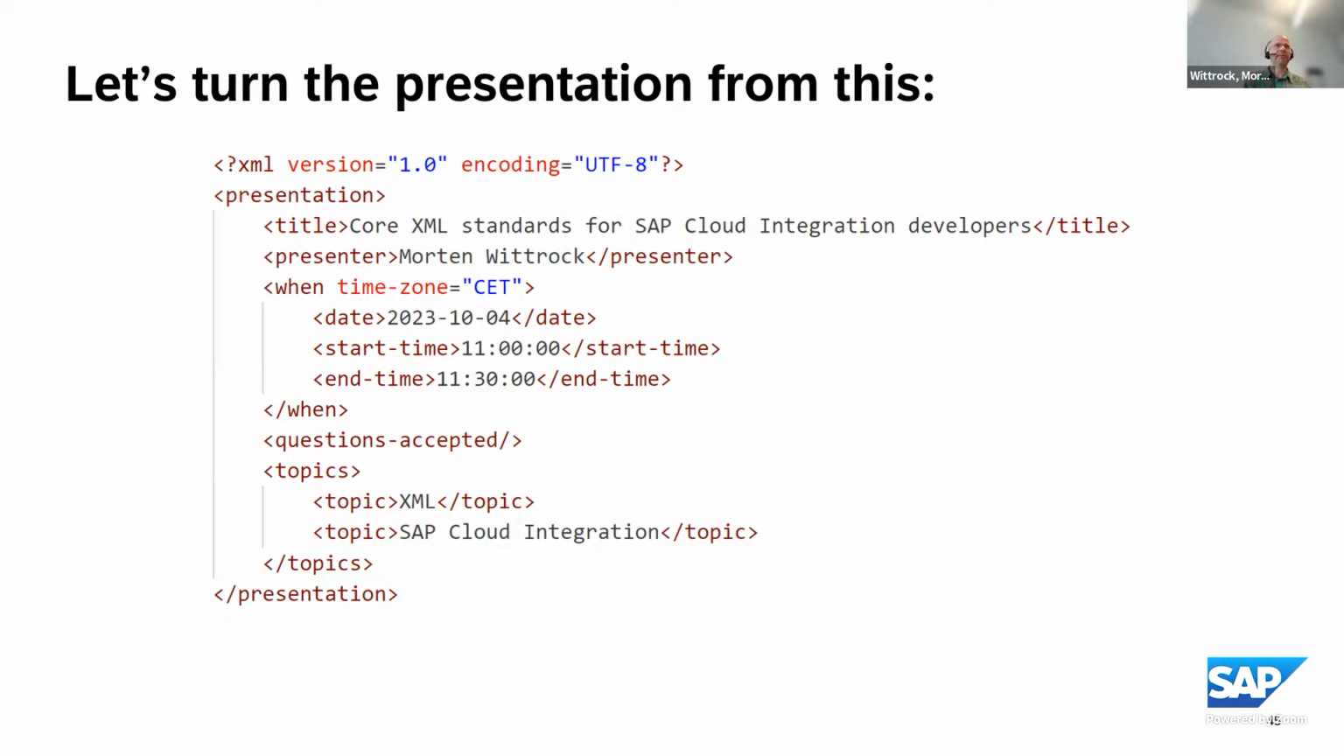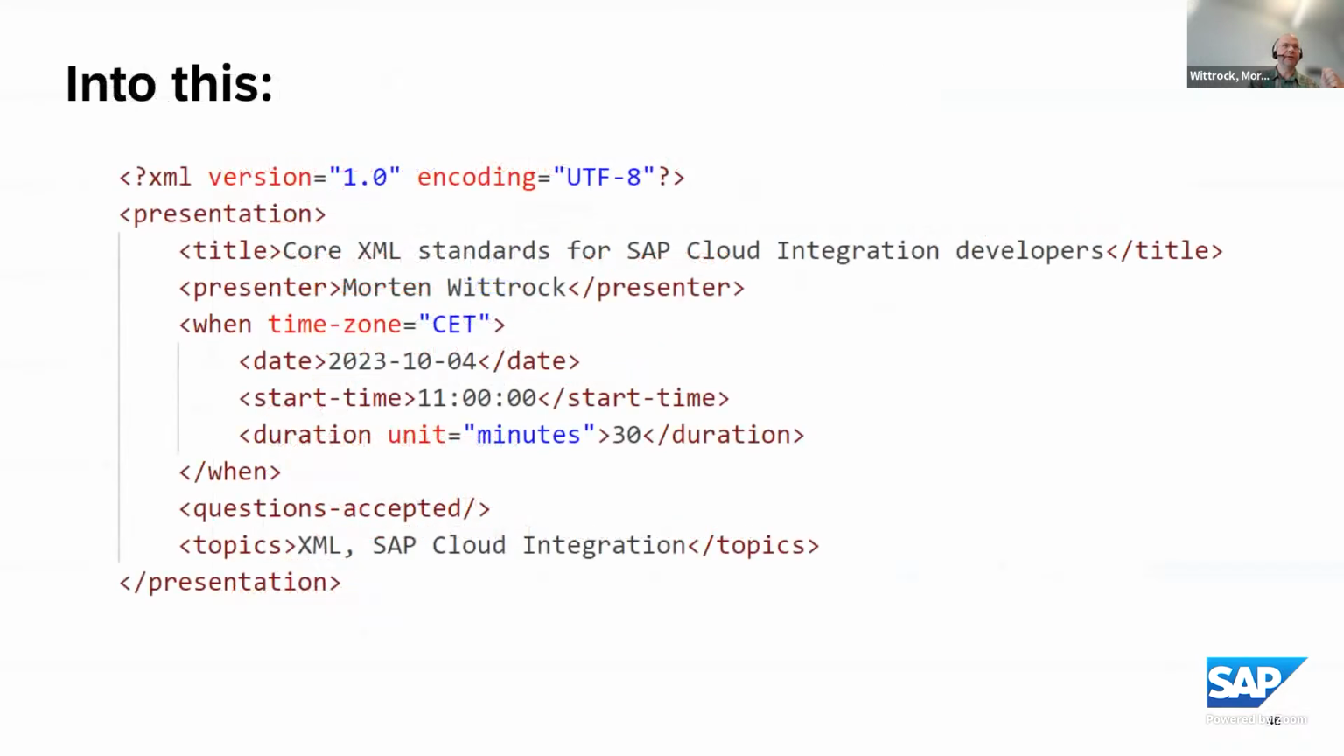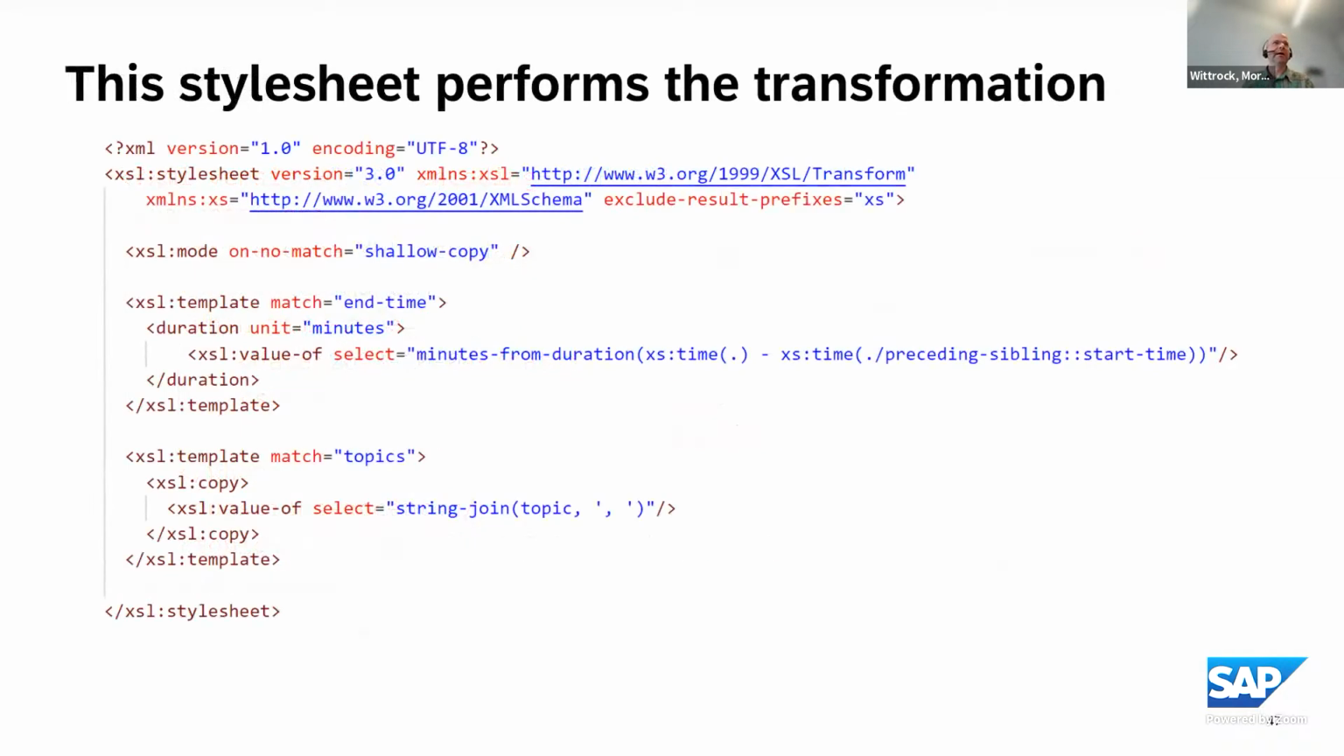We want to turn the presentation XML from this into this. And there are two differences here. One is that the end time is gone, and we've now added a duration in minutes. And also that the topics element has been flattened. So it doesn't have any child topic elements any longer. It's just a piece of text with the topics in there. And this is the style sheet that does that. Let me go through it briefly.